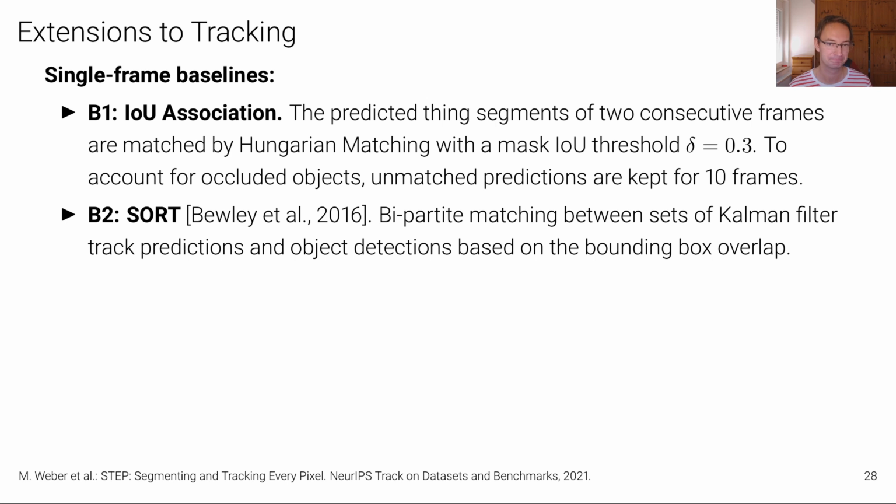and can still be matched for up to 10 frames. As a second baseline, we use SORT from Bewley et al., which also does bipartite matching between sets of Kalman filtered track predictions and object detections. So it's using a filtering, a simple tracking mechanism in order to get better predictions into the next frame, and then considers the bounding box overlap.